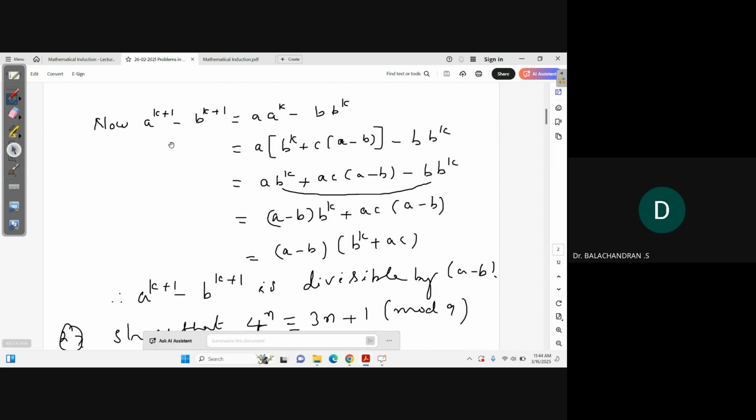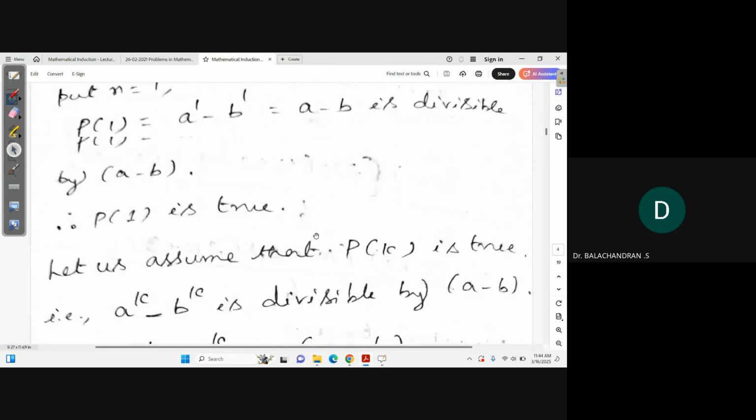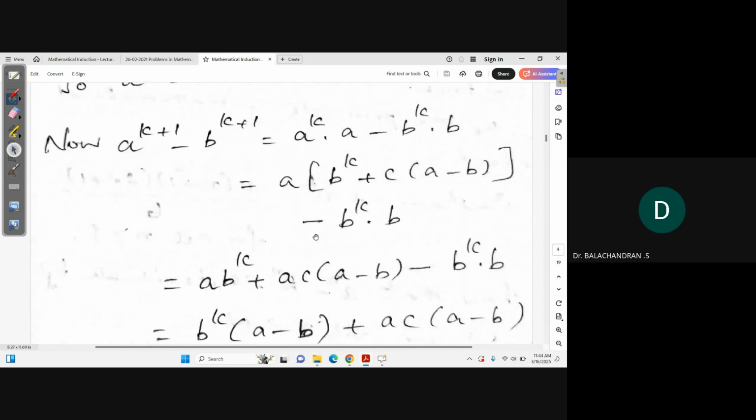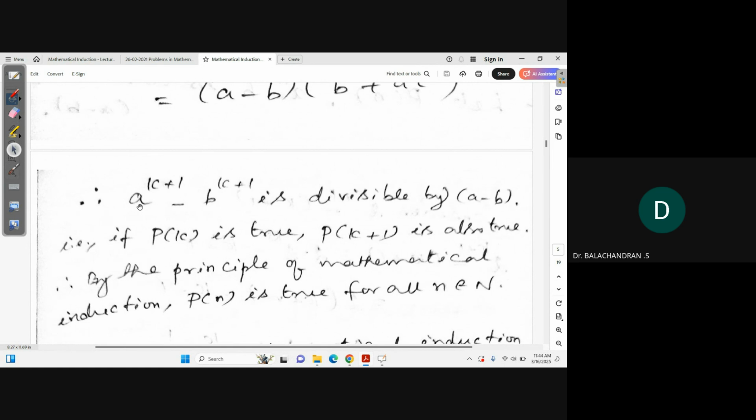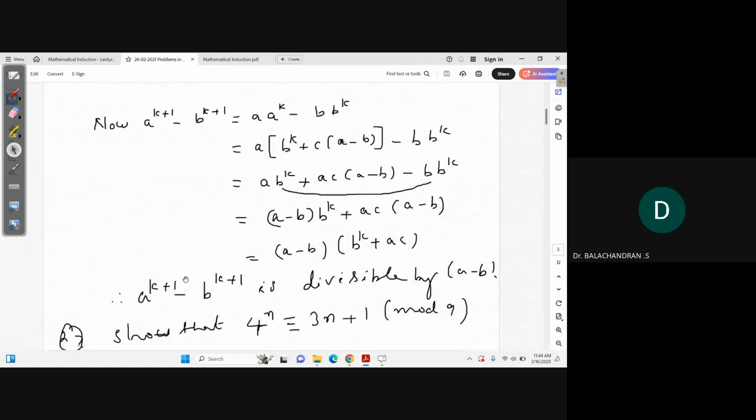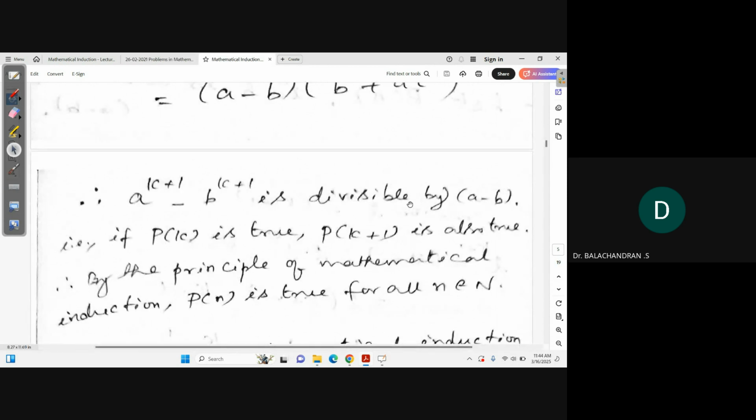This implies, therefore, a power k plus 1 minus b power k plus 1 is divisible by a minus c. So that is what we proved. One more step, if you want, you can write: therefore a power k plus 1 minus b power k plus 1 is divisible by a minus b, and then we can write.